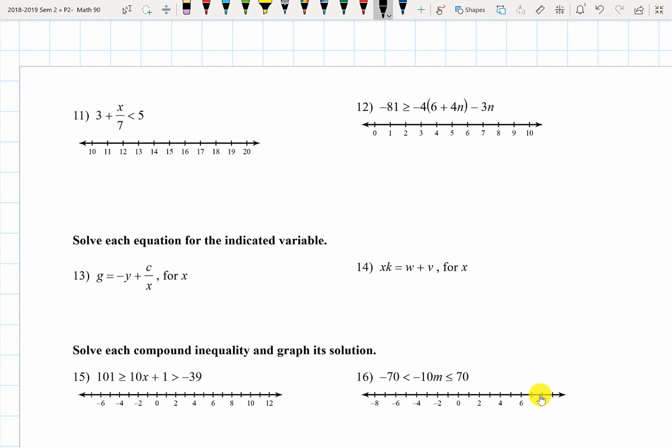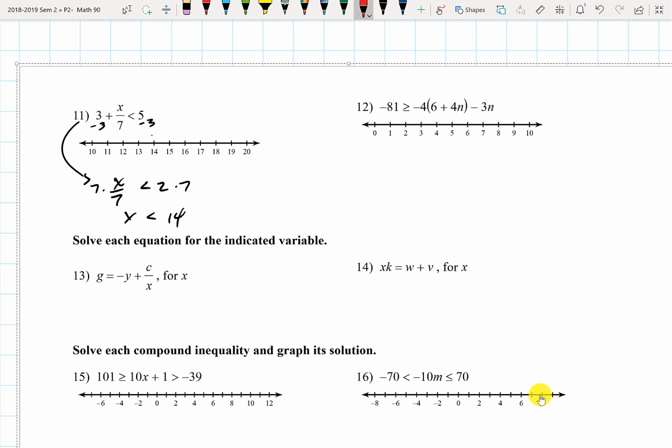All right, same idea here. All right, we're going to subtract 3 first. All right, and we get x divided by 7 is less than 2. Multiply by 7, and you get x is less than 14. So 14 is not a solution. So we're going to go open there, and all numbers less than 14 exist to the left. Now this one's a little bit more challenging here, so we're going to distribute through the -4 first.